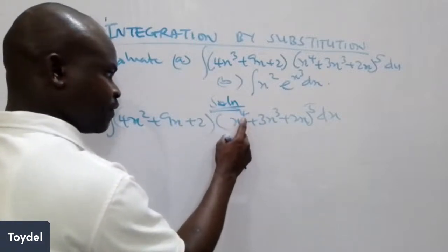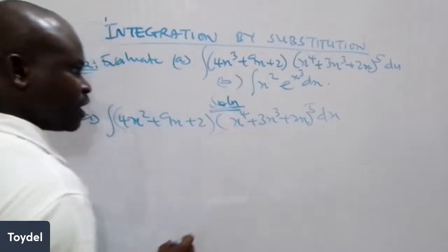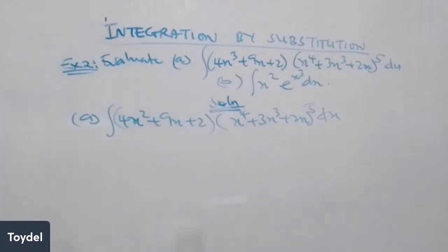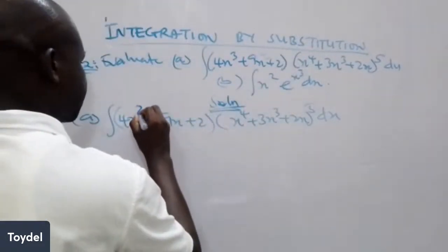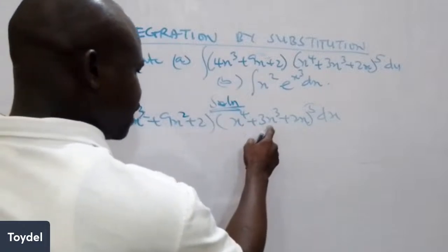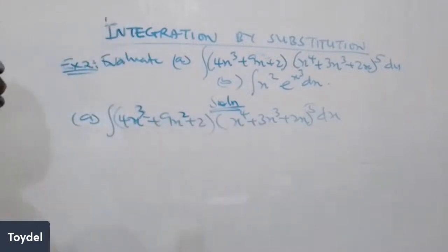When you look at this now, if I differentiate this, I'm going to have something like 4x cubed plus 9x squared plus 2. If I integrate that, let's look at it very well. If I integrate that, I'm going to have something in the nature of the question that we are given. So here we have 4x cubed plus 9x squared. If I differentiate this now, I'm going to get something of this nature. This is what I'm trying to say.